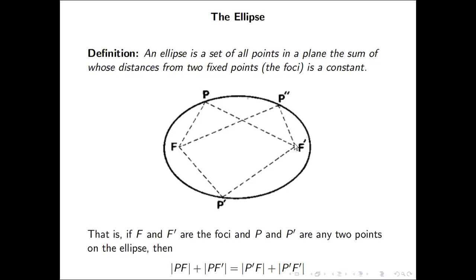So again, an ellipse is a set of points whose sum of distances from two fixed points is constant. Actually, those two fixed points would determine a unique ellipse.